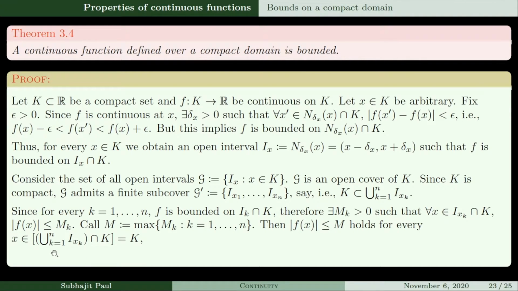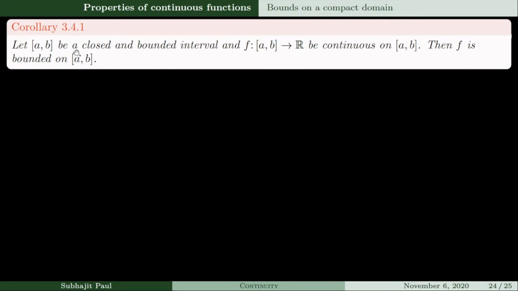So the union of I_xk, k running from 1 to n, and definitely intersection K hanging there with every one of them, is equal to K, since K is contained in this union by hypothesis. So this means f is bounded on K. And this completes the proof. The corollary is when you take the compact domain to be a closed and bounded interval.